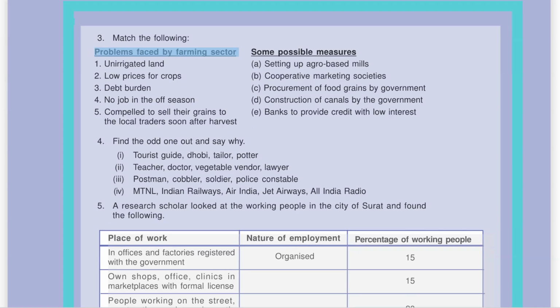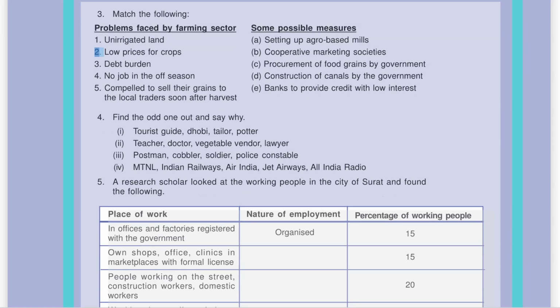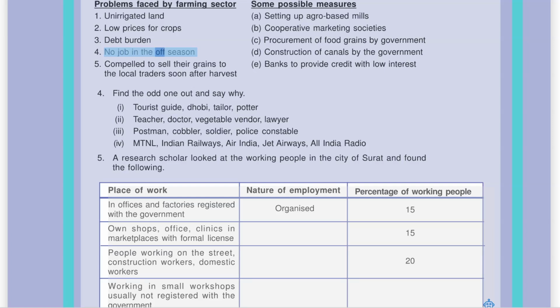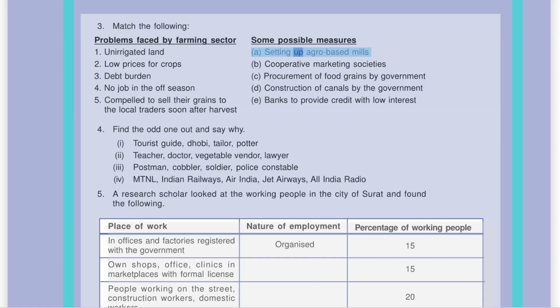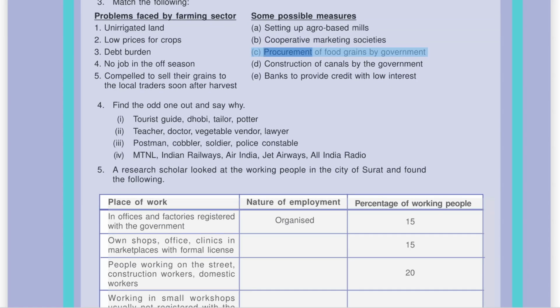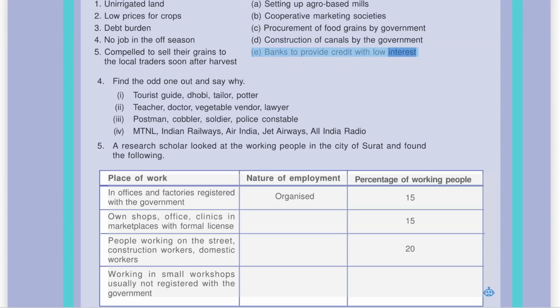3. Match the following. Problems faced by farming sector and some possible measures. 1. Unirrigated land. 2. Low prices for crops. 3. Debt burden. 4. No job in the off-season. 5. Compelled to sell their grains to the local traders soon after harvest. A. Setting up agro-based mills. B. Cooperative marketing societies. C. Procurement of food grains by government. D. Construction of canals by the government. E. Banks to provide credit with low interest.